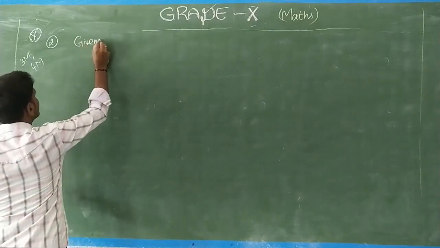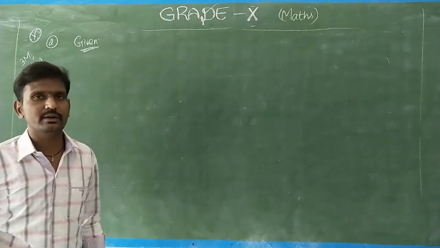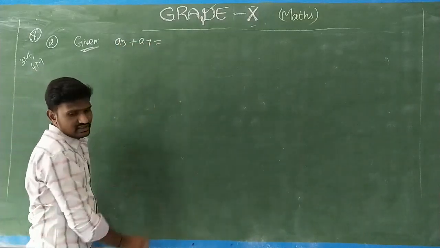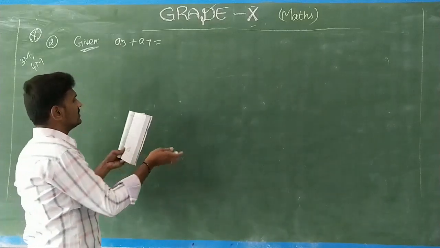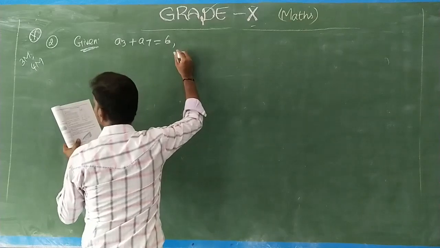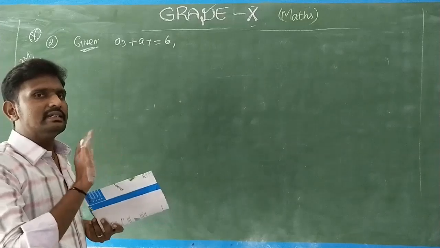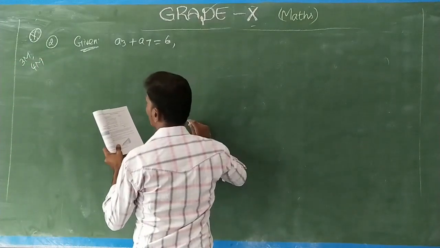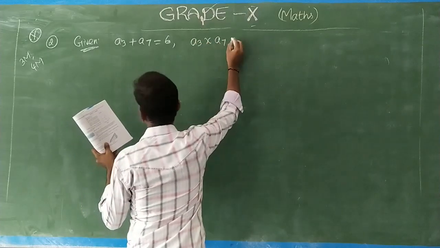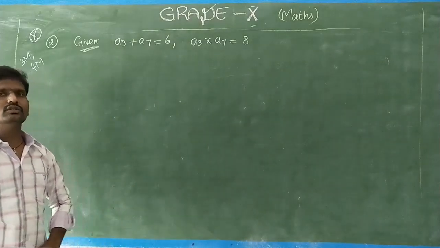What is in your given? The sum of which terms? Sum of the third and the seventh term. So A3 plus A7, which is equal to how much, student? Sum of the third and seventh term is 6. And one more thing is also given, that is the product, meaning multiplication of the same terms. So A3 into A7 is equal to 8.